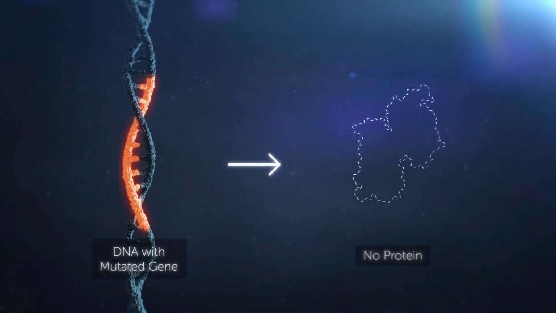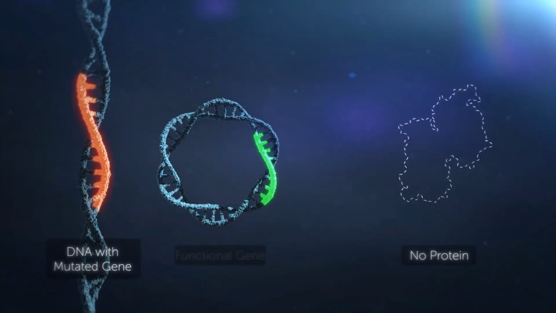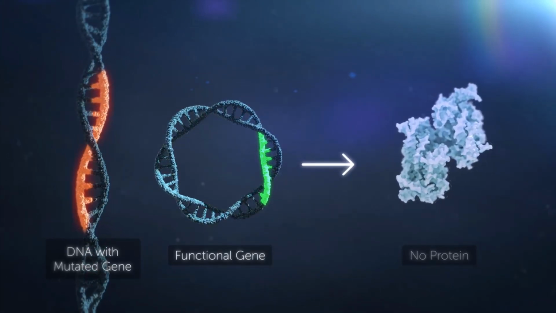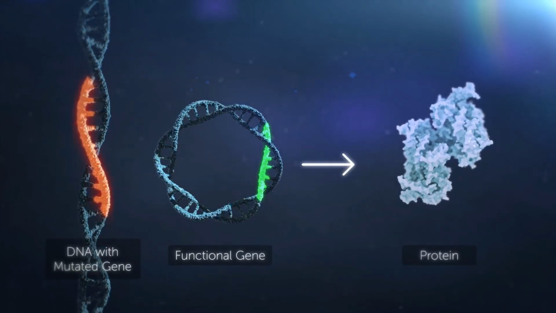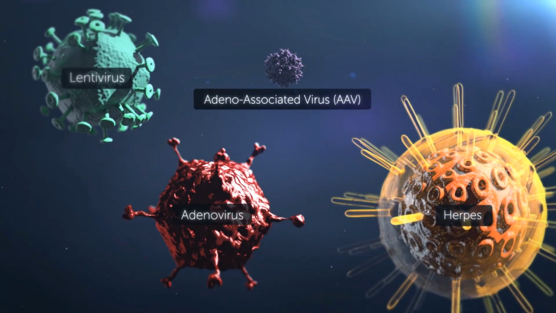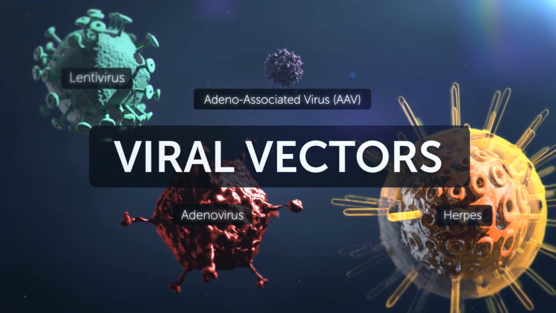In gene therapy, a functional copy of the gene is delivered into a patient's own cells. Normal protein that is produced from a functional gene has the potential to correct the underlying cause of the disease and provide restorative therapeutic benefit. Gene therapy uses engineered viruses to deliver genes into cells. These are called viral vectors.